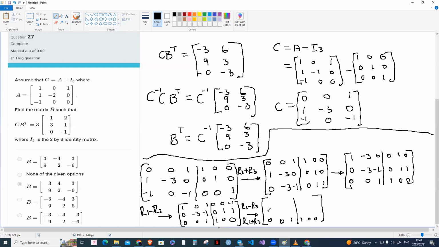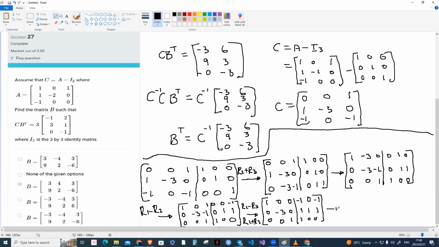Then I add row 2 and row 3. 0 plus 0, 0, -3, that's -3. 1 plus -1, that's a 0. 1 plus 0, that's a 1. 1 plus 0, that's a 1. 1 plus 0, that's a 1. And then this one, this minus this, which is 1. 0 minus 0, it's a 0. 1 minus 1, it's a 0. 0 minus 1, that's -1. 0 minus 0, that's a 0. Then -1 minus 0, that's a -1.